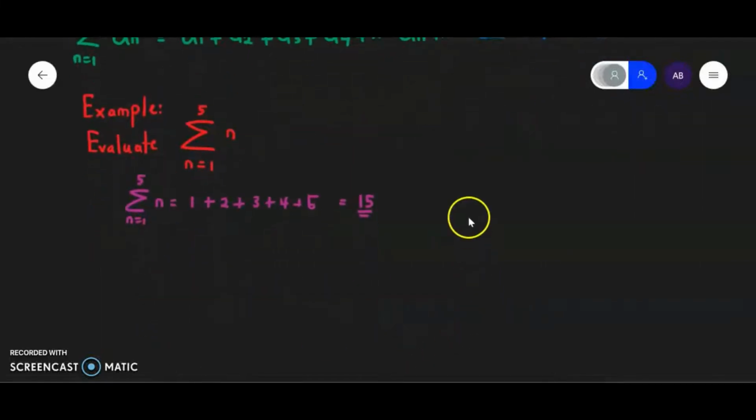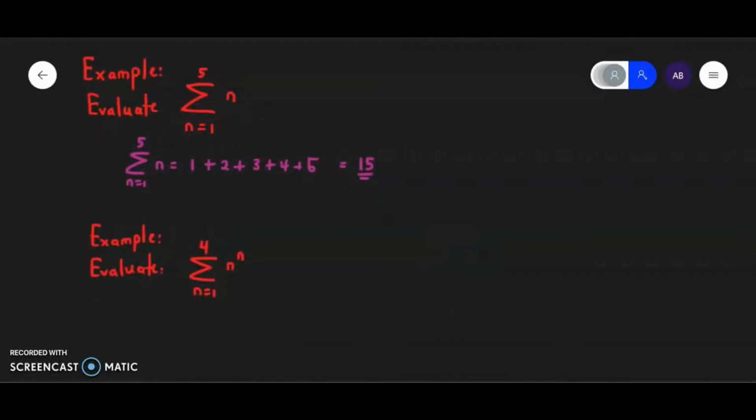Now look at another example here. I want you to evaluate the summation from n equals 1 to 4 of n to the power of n. Similar to the one we did earlier, when n is 1 we have 1 to the power of 1, plus 2 to the power of 2, plus 3 to the power of 3, plus 4 to the power of 4. That's it. Because our n is 4, we stop at 4.